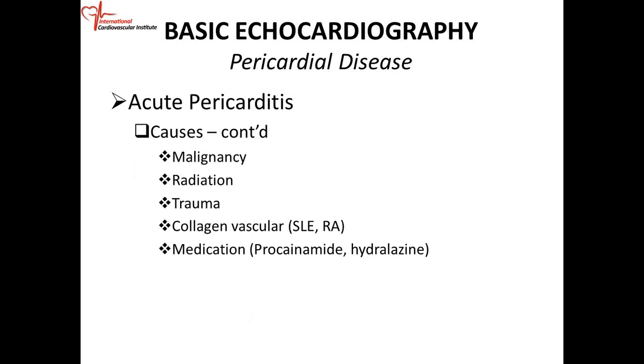So if someone has a malignancy in the chest, breast, lung, and they receive radiation treatment, that can cause acute pericarditis. Trauma as well. Patients with collagen vascular disease such as lupus and rheumatoid arthritis can also develop acute pericarditis. And then there are some medications that can cause it, procainamide and hydralazine.